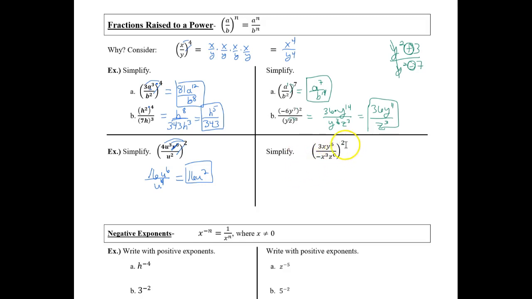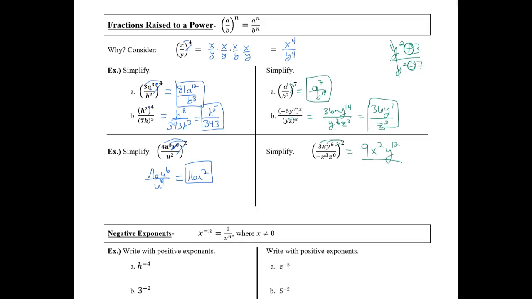Last example here, I have this large fraction and it's being squared. So everything in there needs to be squared. 3 times 3 is 9. X times x, x squared. Y to the 6th being squared, we multiply 6 times 2 and get y to the 12th power.